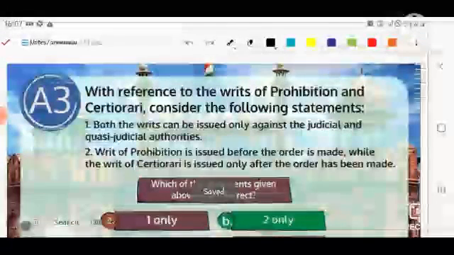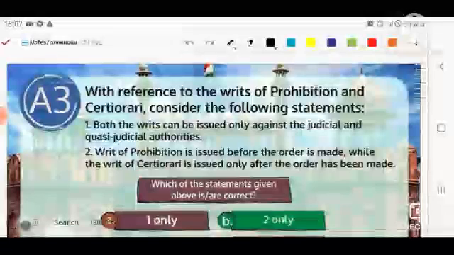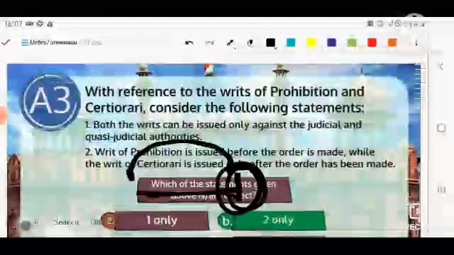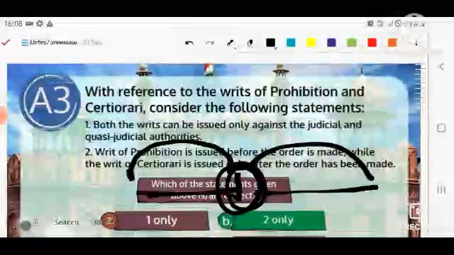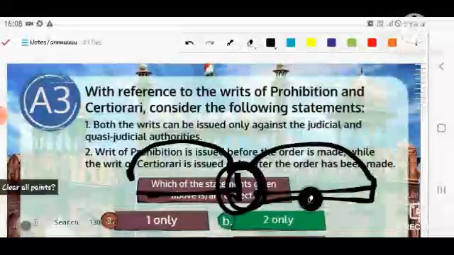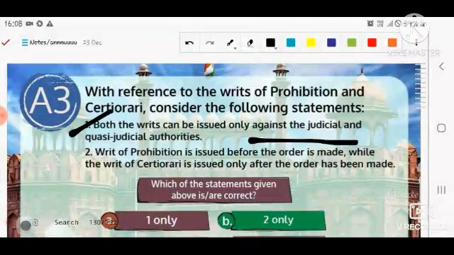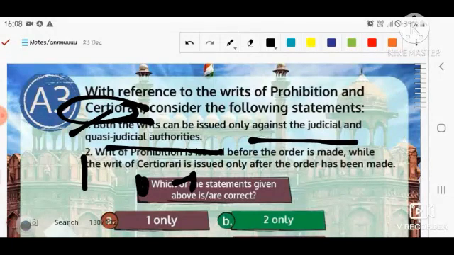Next question, if you are talking about certiorari, the date of prohibition is to be before the order is made. Before the order is made, we issue prohibition. But after the order is made, the judiciary issues certiorari, so that we can make the separation of power more effective. Number second, both the writs can be issued only against judicial and quasi-judicial authority. No, prohibition and certiorari are issued against the body that makes the order, that is the judicial body, not the quasi-judicial body. So that is wrong.